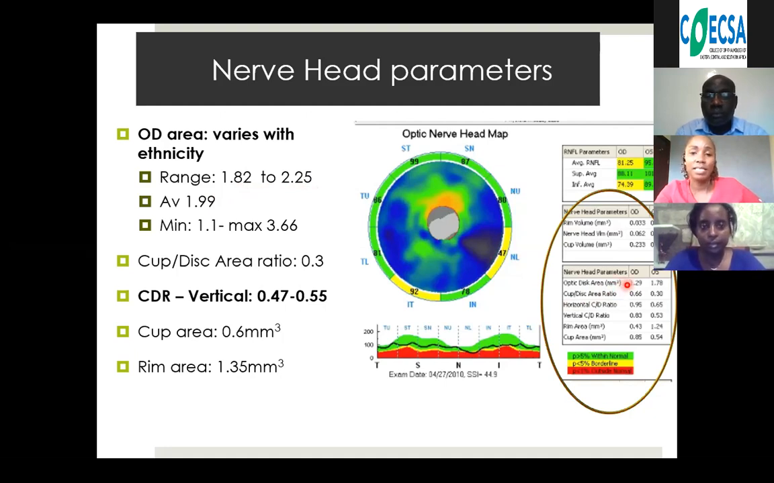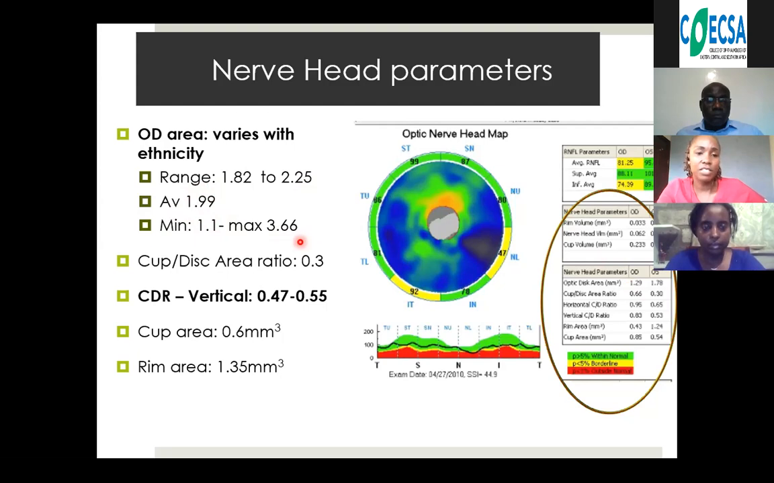So look at the disc. Is this a big disc? Is this a small disc? This average of 1.99, I think it's mainly for Caucasians, because Africans, as I said, we have larger discs up to about 2.5. But you find that the minimum is from 1.1 to a maximum of 3.66. And sometimes if the disc is so big, the OCT may not even be able to interpret the results.